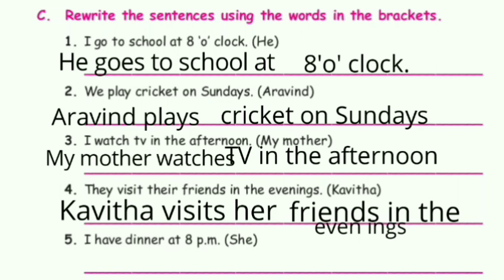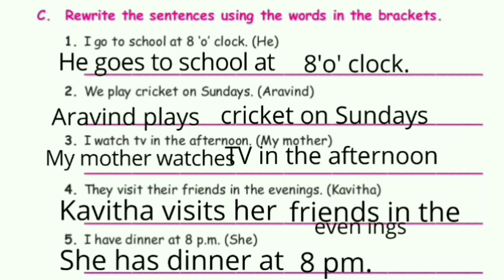See, fifth one, I have dinner at 8 p.m. Within the bracket, she is given. In the given sentence, I is the subject and the verb is have. And we know very well, after I, we, you, and they, we should write have. And for the remaining third person singular, he, she, it, we should write has. So here we are going to change the subject into she. So the answer is she has dinner at 8 p.m.